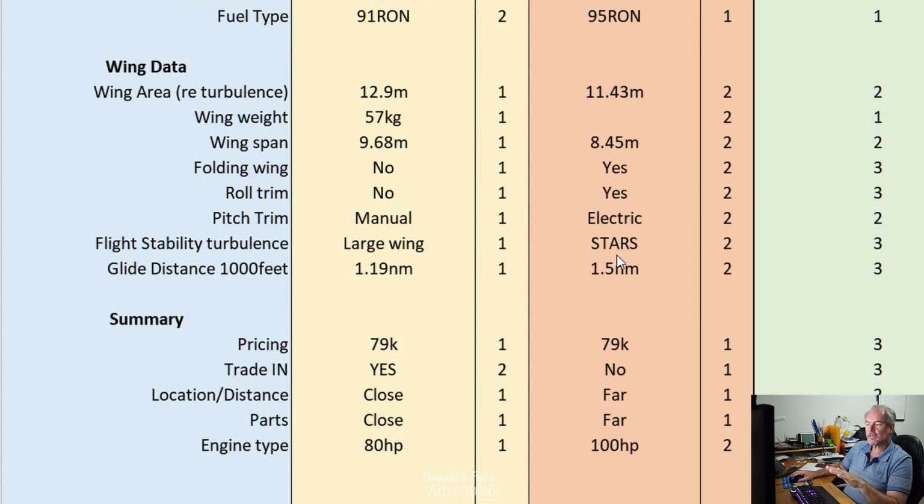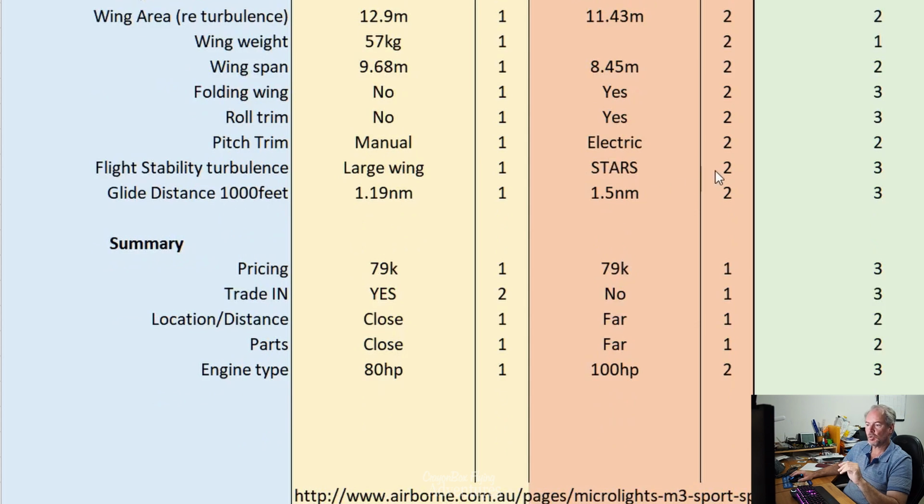The P&M has a system called STARS, and that stands for Stability Roll System. So that means we can adjust the roll of the aircraft. It adds stability when there's turbulence as well. It's got an automatic sort of correction in the wing using a pulley system. That gets the score there.